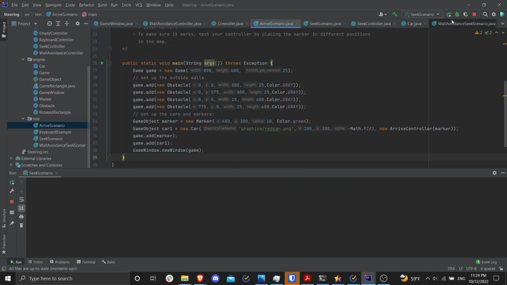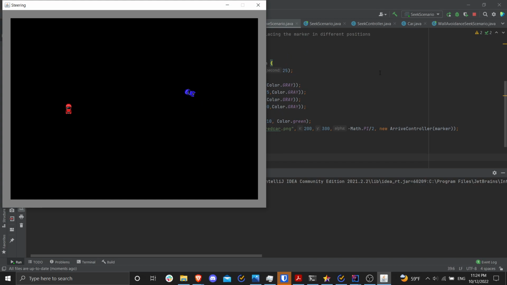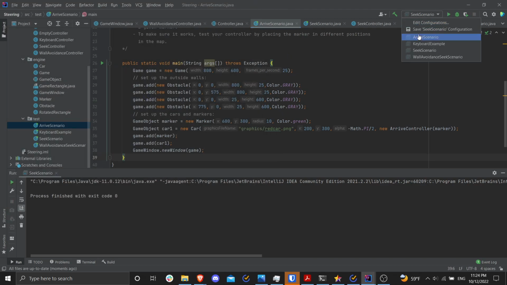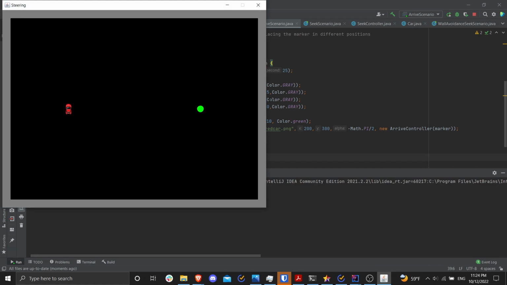Next, for the arrive scenario, it's like this. It slowly starts moving, and then it speeds up, and then it enters the slow radius, keeps slowing down, and it stops right there. If you make the velocity too high, or if you make the slow radius too small, what happens is it starts oscillating like that. But yeah, quite simple.